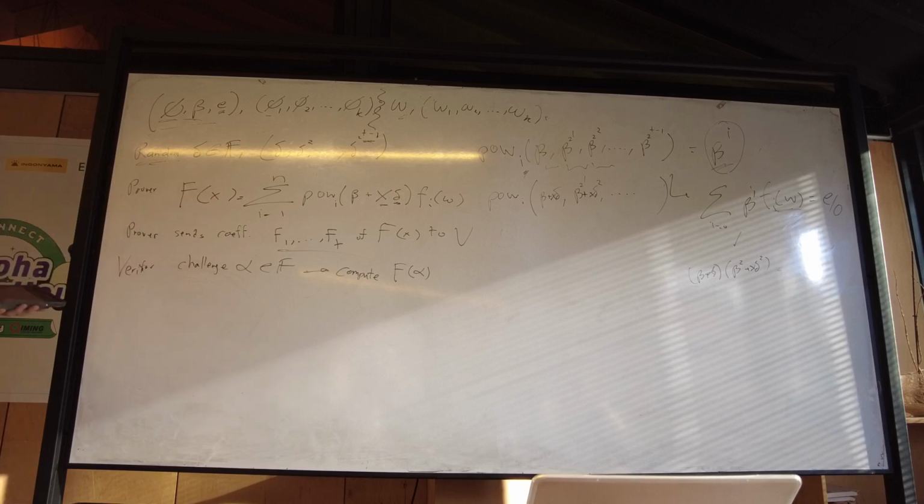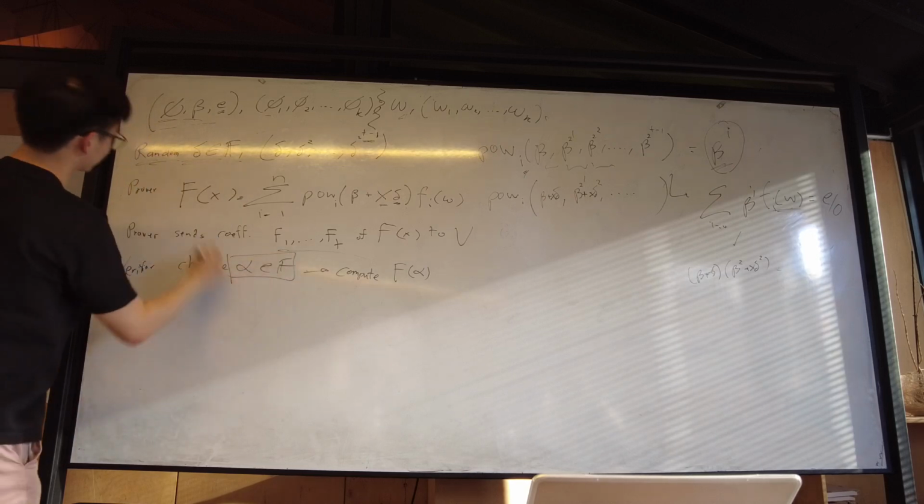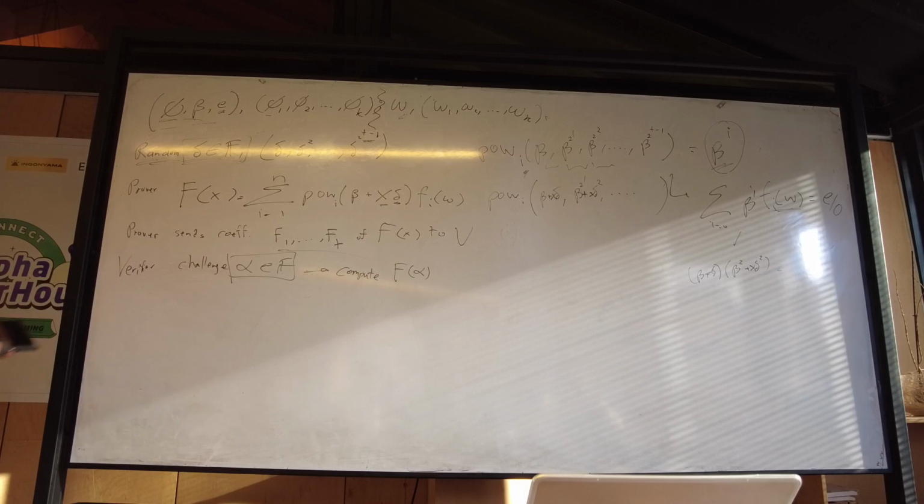So what do we have now? We have randomness this. We have randomness this. There are going to be 3 randomness in this protocol. Sorry for that.